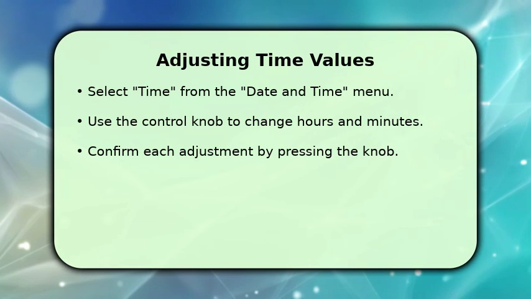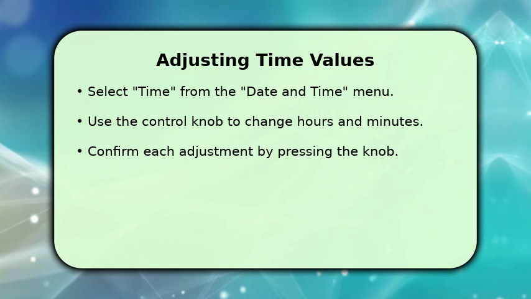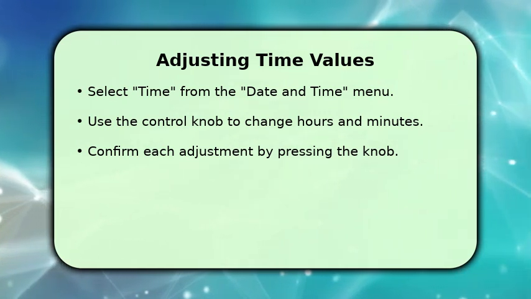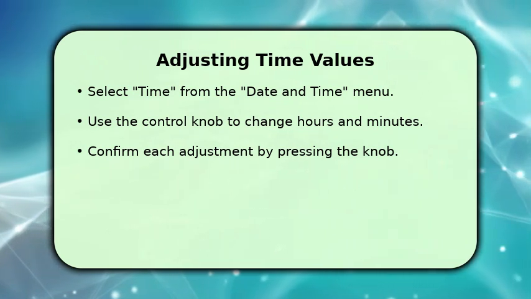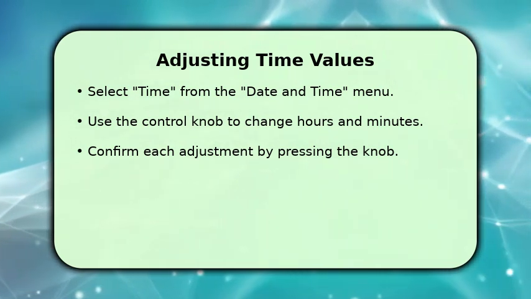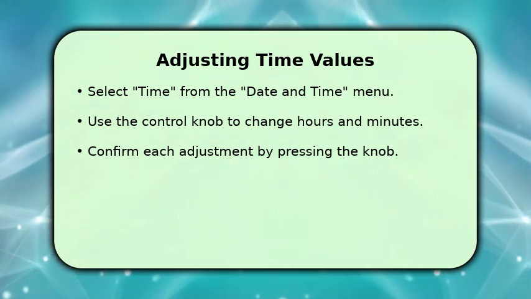Within the Date and Time menu, you will find the option for time. Select this by rotating and pressing the control knob. Now, you can adjust the hours and minutes. Rotate the knob to change the value, then press it to move to the next segment, like from hours to minutes. Take your time to ensure accuracy.